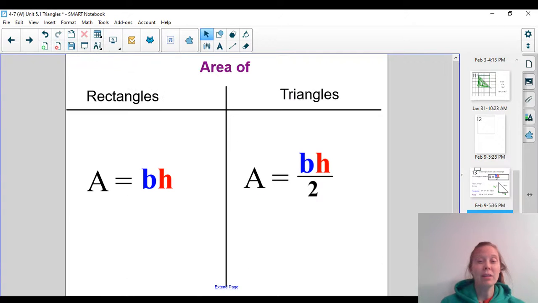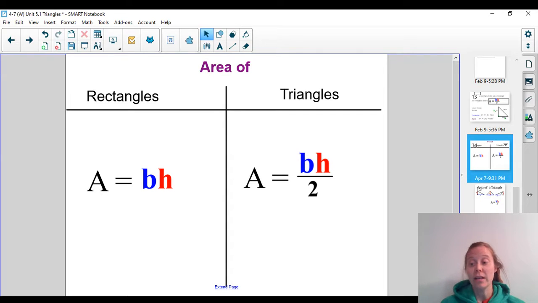Now, one of the little tricky things about triangles is that they don't all look exactly the same. Rectangles have 4 sides, and they always look like a rectangle. But sometimes we have different looking triangles, which also have different places where you need to find the heights. So we'll look at those in just a second.